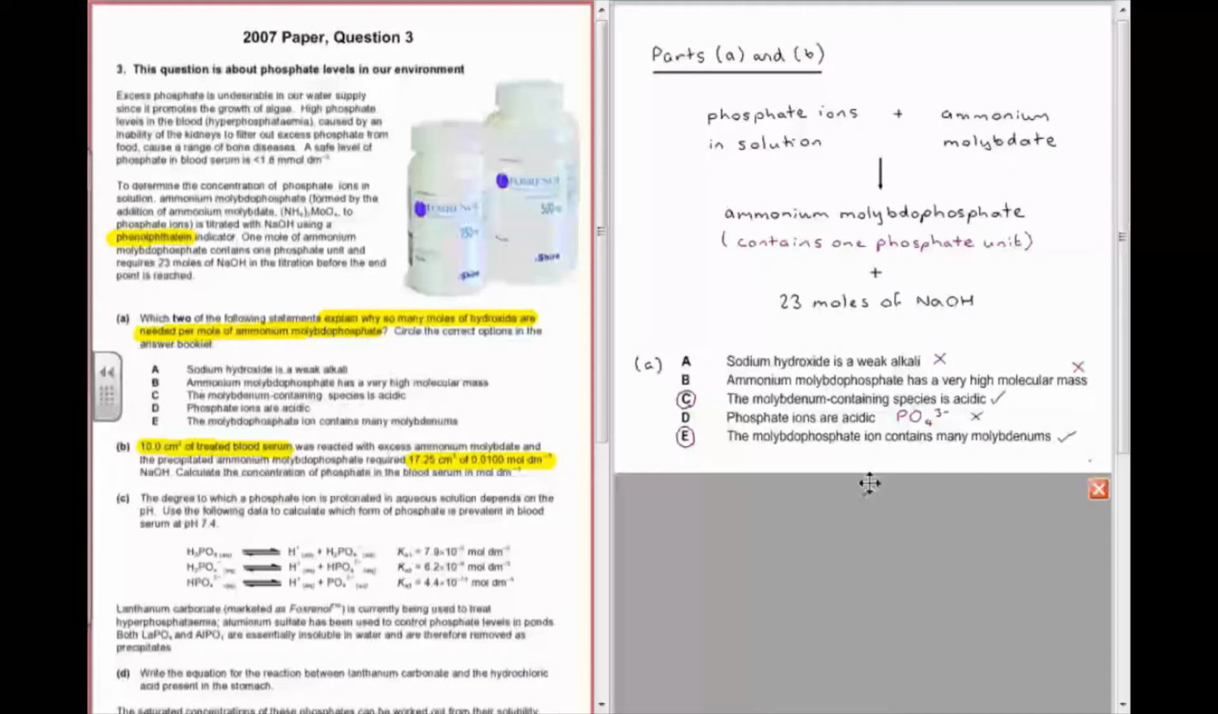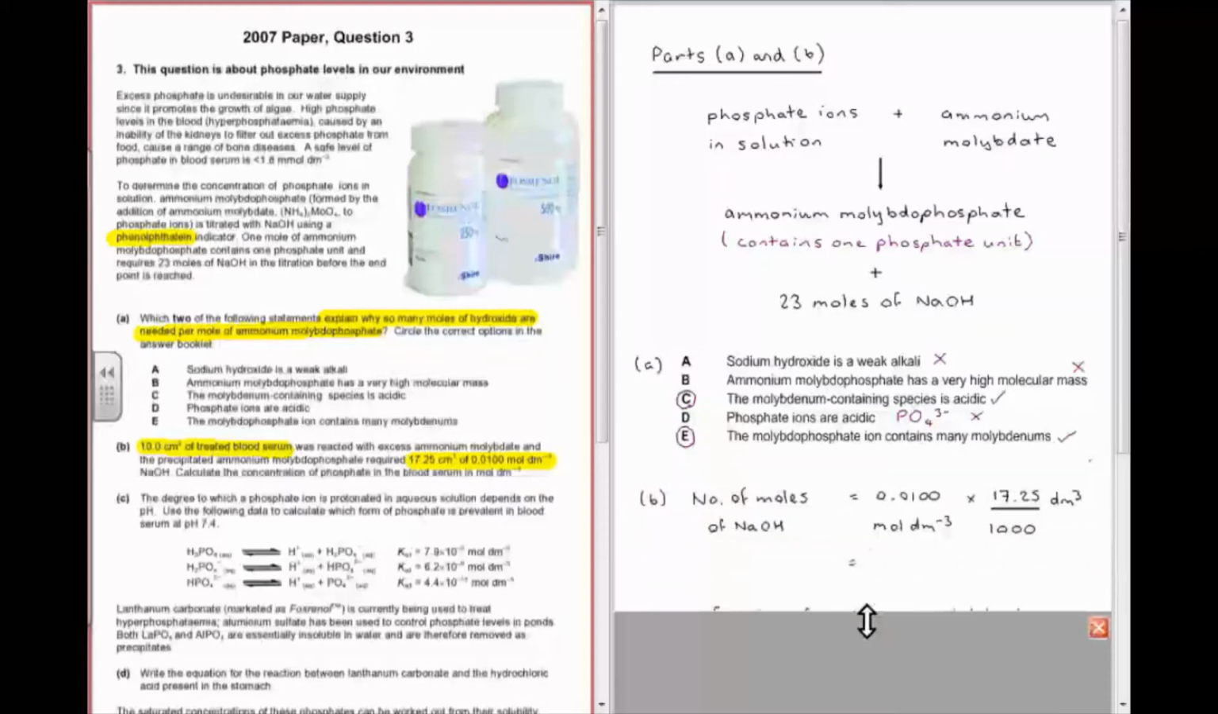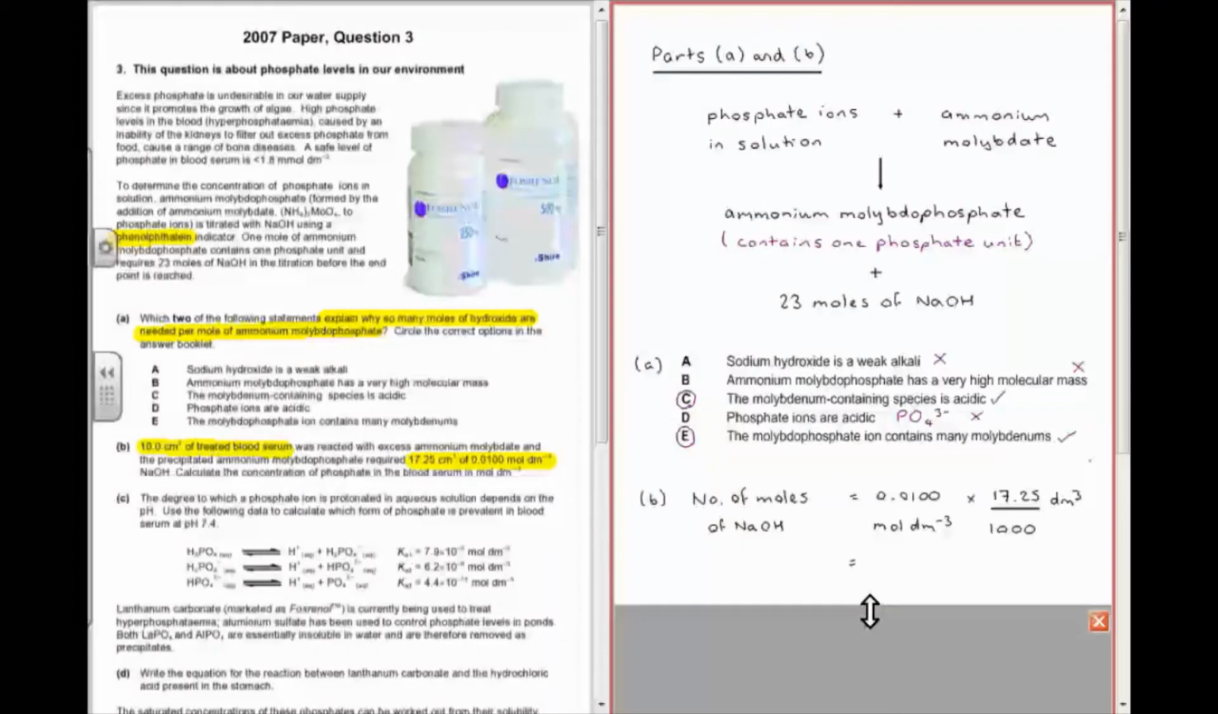The first thing we need to do with this information is to calculate the number of moles of sodium hydroxide required for the neutralization. We can do this by applying the equation that the number of moles is equal to the concentration, which in this case is 0.0100 moles per decimeter cubed, by the volume given in decimeters cubed, so that's 17.25 centimeters cubed divided by 1,000. And if we do this calculation, we calculate that the number of moles of hydroxide needed for the neutralization is 1.725 times 10 to the minus 4.